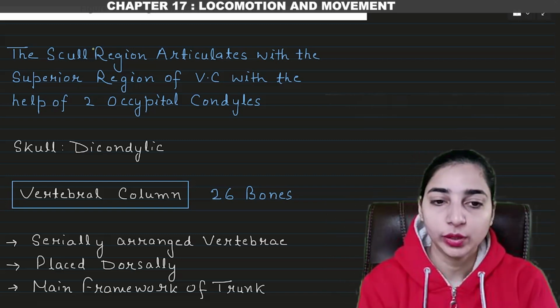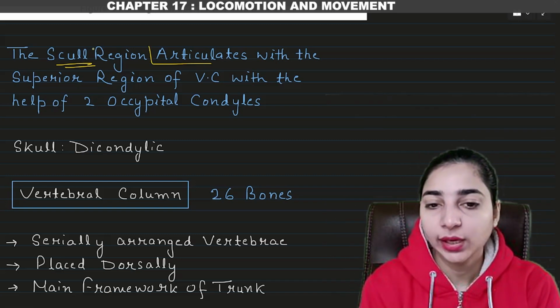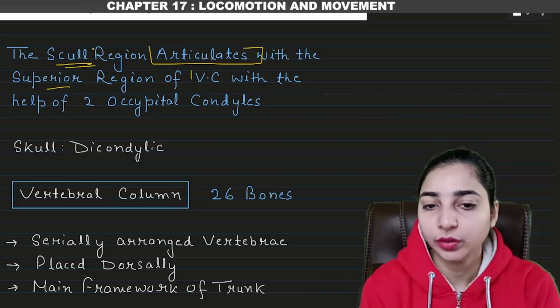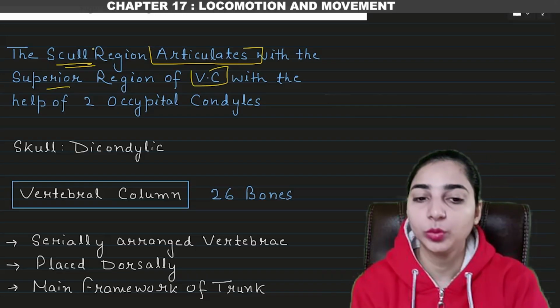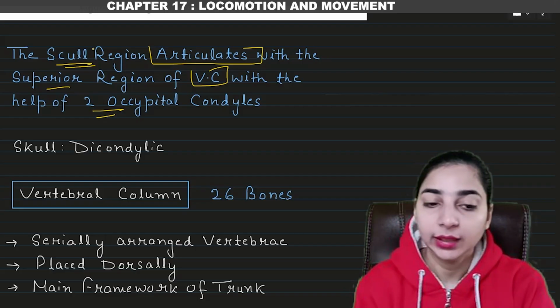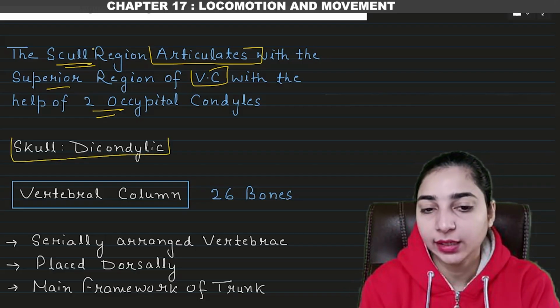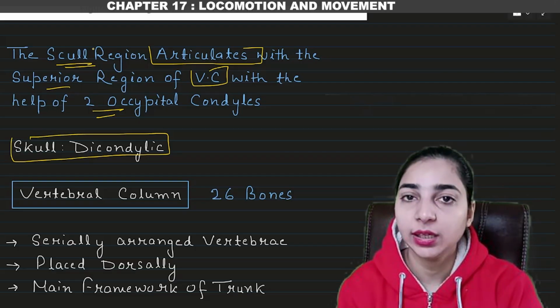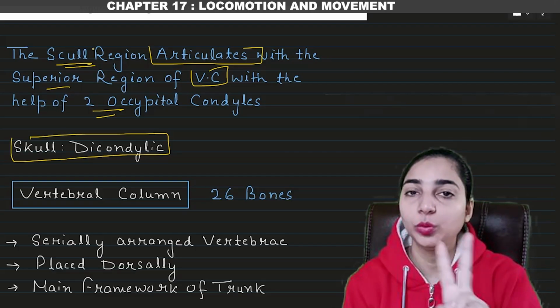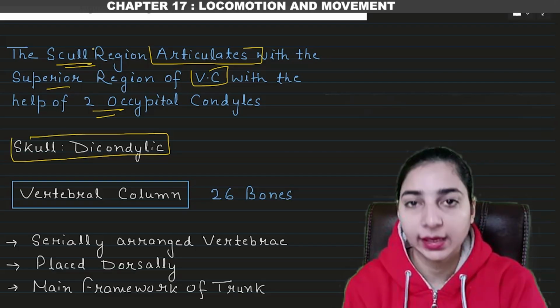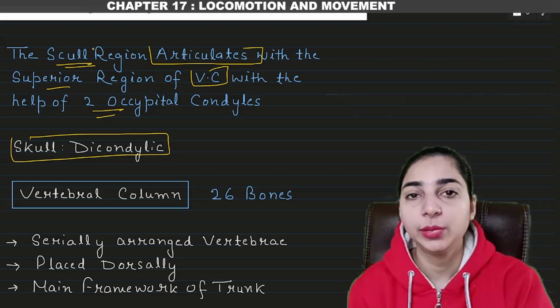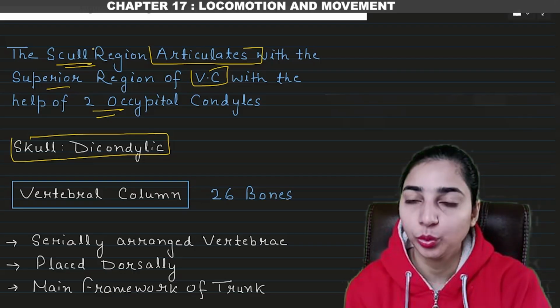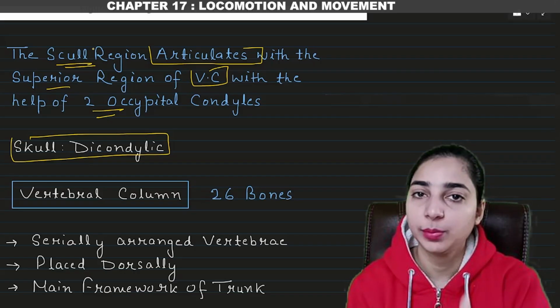of our body. So the skull articulates with the superior region of the vertebral column with the help of two occipital condyles. Therefore, the skull is said to be dicondylic. It means that the skull consists of two condyles, two occipital condyles. These two occipital condyles are part of the occipital bone. Therefore, we just count one occipital bone, right?